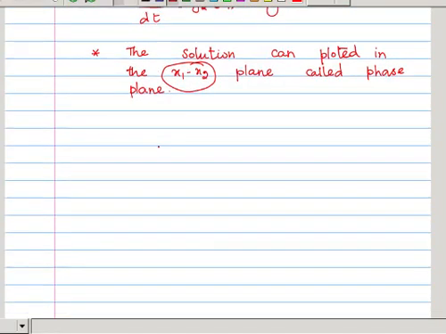How are you going to plot it? So many methods are available. If you know how to draw the vector field plot, the same thing you can extend to the phase plane plot also. Both are giving the same idea.